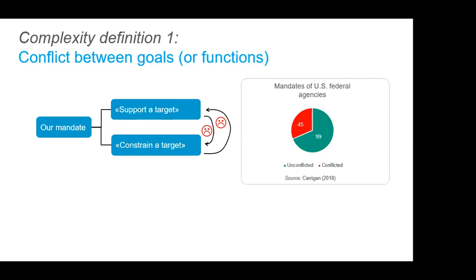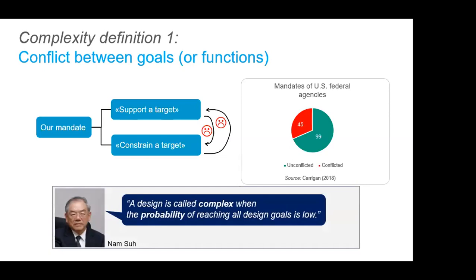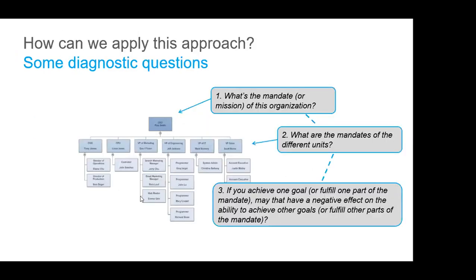So this is an illustration of the definition of complexity that a former MIT professor in engineering has proposed: complexity is something that reduces the probability of reaching your goals, basically, because fulfilling one goal will undermine another goal. So how can we apply this approach?